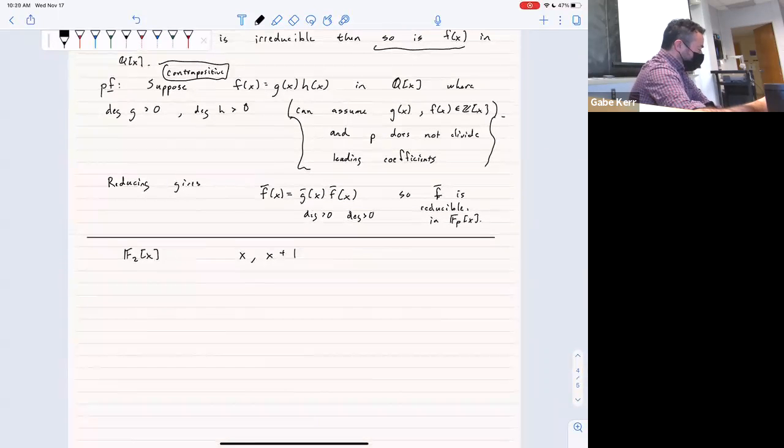So now we take products. We have x squared. We have x times x plus 1, which is x squared plus x. We have x plus 1 squared, which is x squared plus 1. But we're missing one, right? There's one quadratic polynomial not on this list. What is it? x squared plus x plus 1. This is irreducible in F_2.